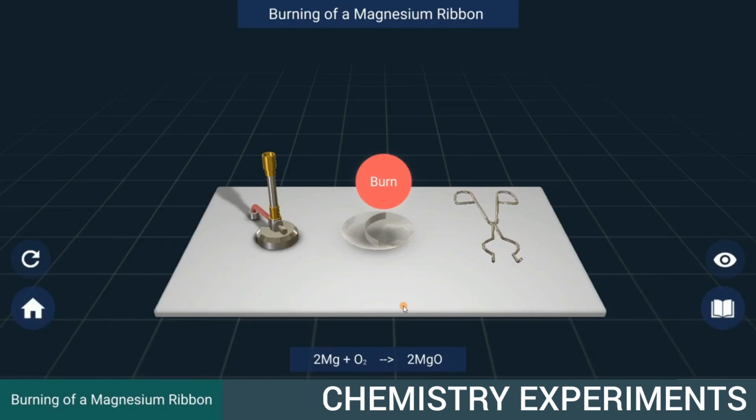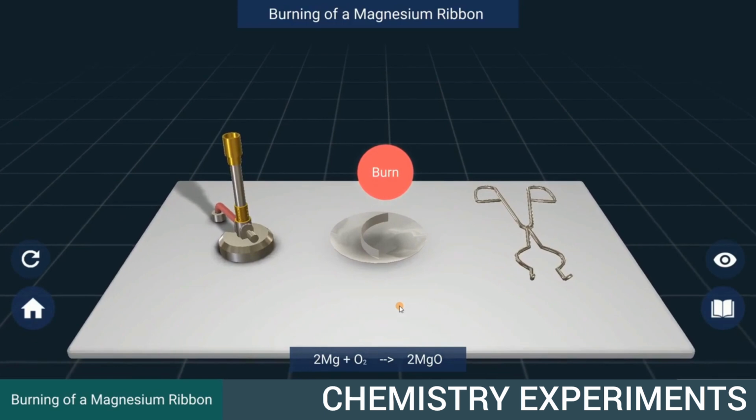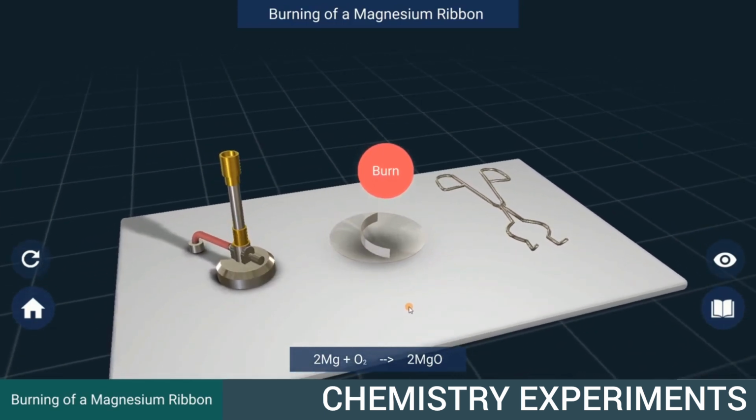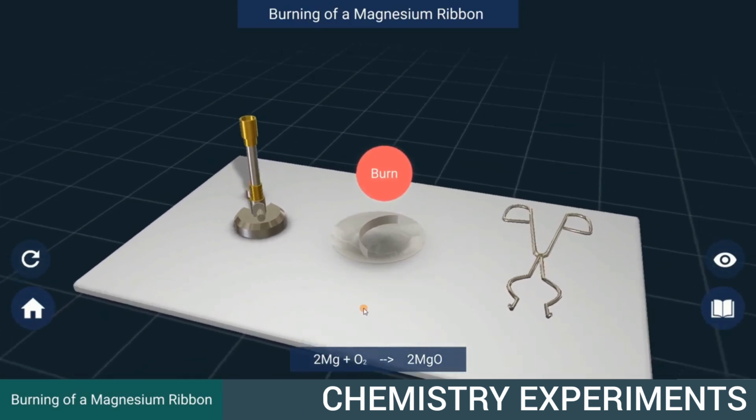Burning of a magnesium ribbon. How to determine that a chemical reaction has taken place? Let's perform this activity to understand.